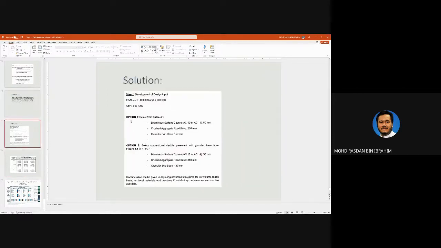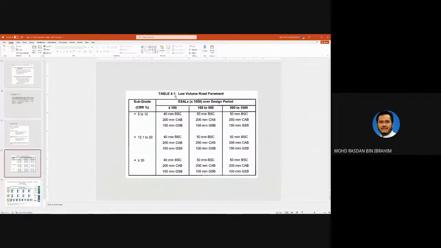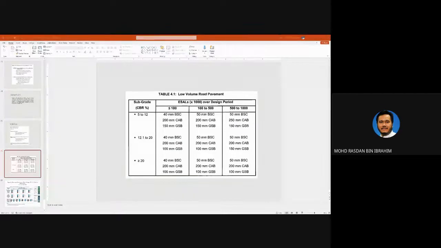Okay. So you have two options. Either you use table 4.1 or you can use figure 3.1 where it is T1 and SG1. This one, T1, SG1. So you can choose either this or table 4.1. This is for low volume roads. Okay. Any questions or not? Please study today's examples. It's very important.